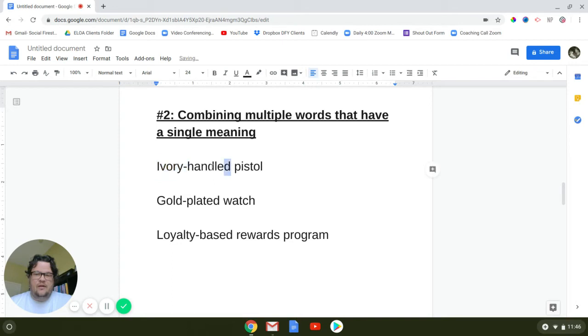Neither does if we get rid of this, right? If we have an ivory pistol, that doesn't make sense because the pistol is not made entirely of ivory, right? Only part of it is. So you have to have that other piece of the single definition in order for it to make sense.